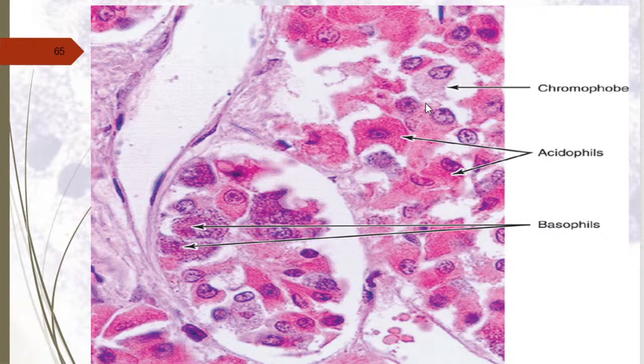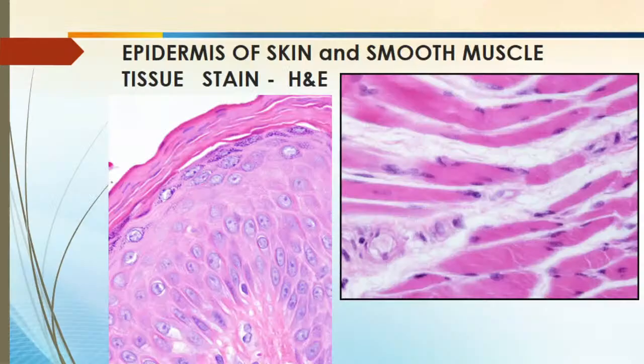Chrome is a color. Phobos is scared, because they do not stain well, chromophobes. Acidophils stain well with acidic stain like eosin, and basophils stain very well with hematoxylin, as the name says, basophils. Okay, in the epidermis of skin we also have the same composition. Again, nuclei are blue, basophilic, and the cytoplasm is more red, oxyphilic or acidophilic.